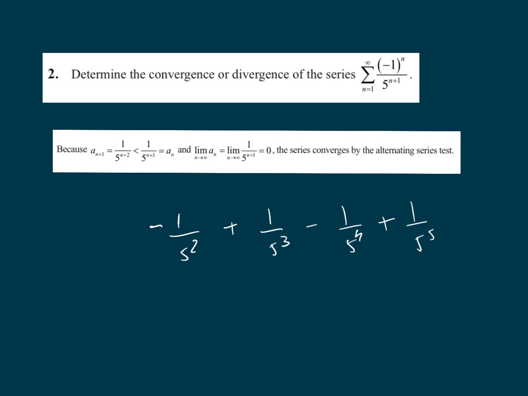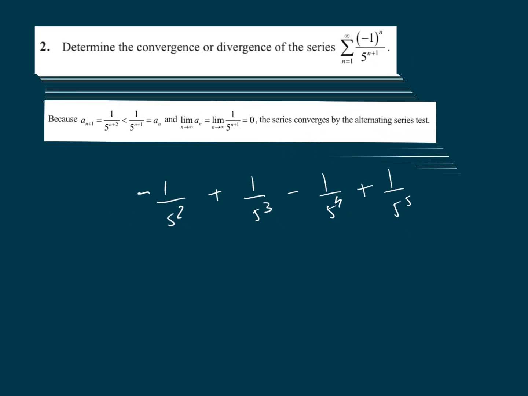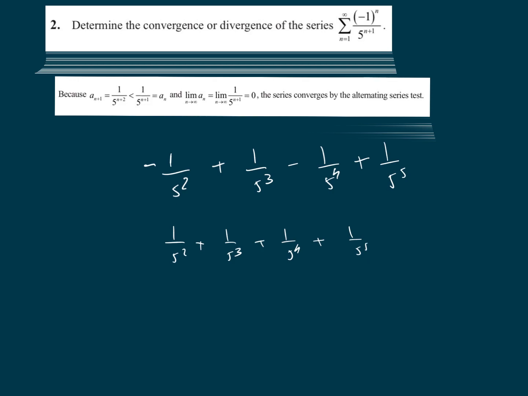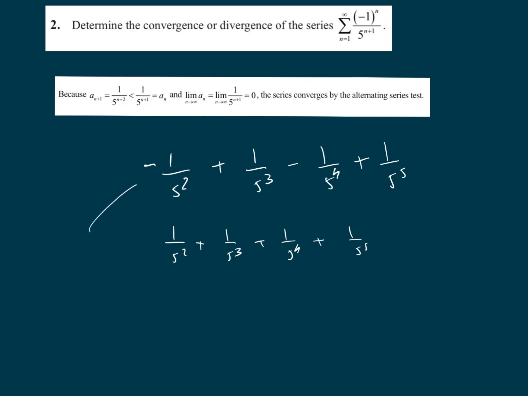So this is the alternating series. And the series of the a's is 1 over 5 squared plus 1 over 5 cubed plus 1 over 5 to the 4 plus 1 over 5 to the 5, etc. So the a's are here. I want to prove first that two conditions are going to be met for the alternating series.